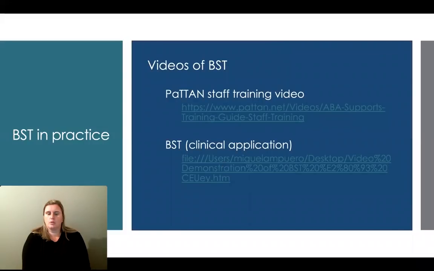So as we could see in this video, and as we have discussed throughout this presentation, the trainer provided a review of the target skill, modeled the target skill a number of times, and then provided opportunities for the trainee, or the student in this case, to perform the skill and deliver feedback contingent upon that performance.